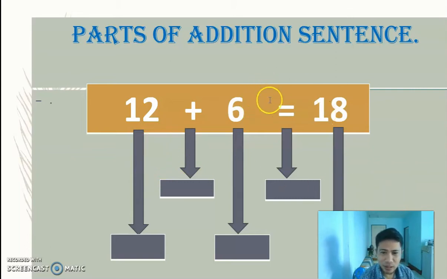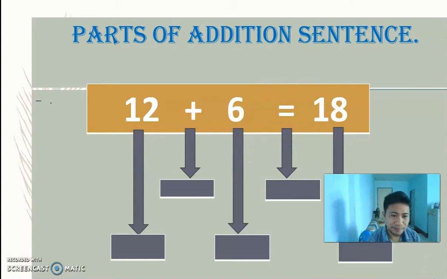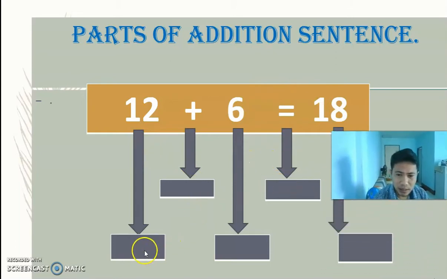So another example here, 12 plus 6 equals 18. So you have to determine the parts. So 12 again, we call 12 as your addend, and this one is a plus sign, or a plus symbol, and 6 is also an addend.